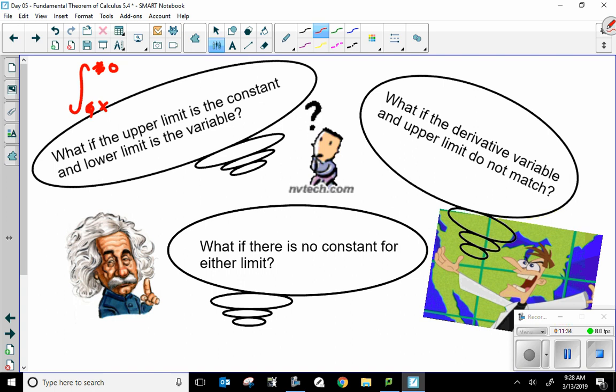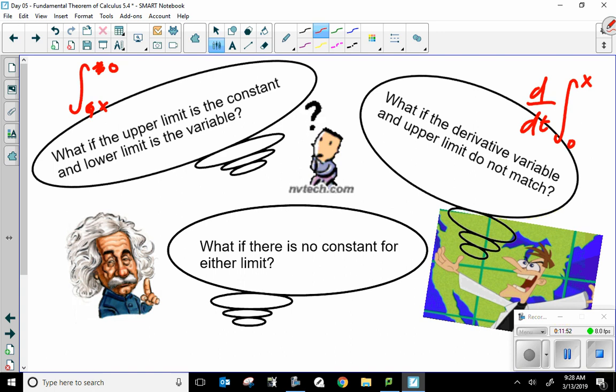What if the derivative variable and the upper limit do not match? Meaning, what if I have dt here, then I integrate this, and it's not a t, it's an x? You're like, what if they don't match? What happens?